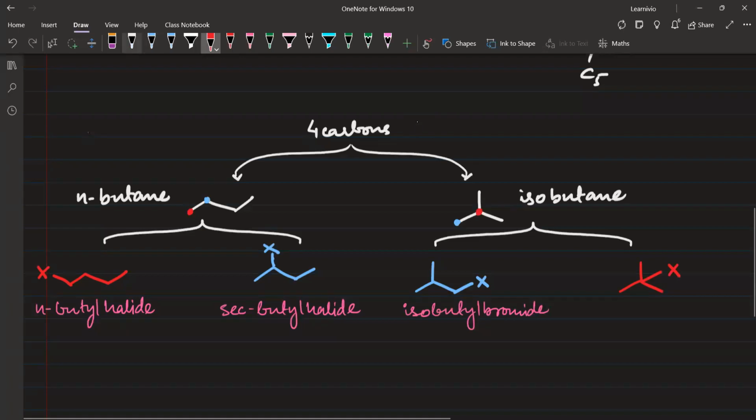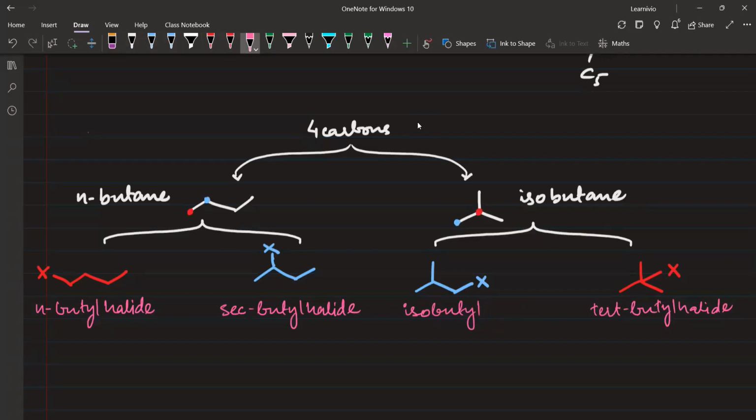Similarly, for the red one, here this carbon atom is tertiary. That is why it will be named as tert-butyl bromide. Oh my God, why am I writing bromide? Halide, right, halide. Don't write bromide, write halide. Now we are writing in general, so this will be halide, not bromide. Can everyone say yes or no please?